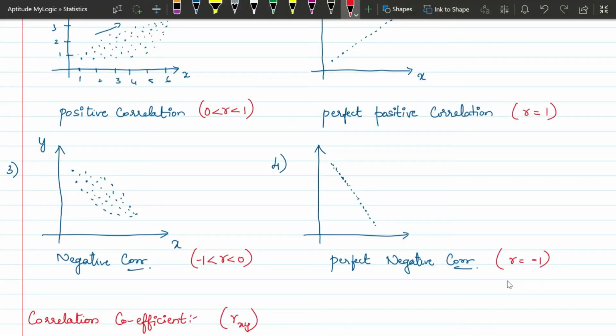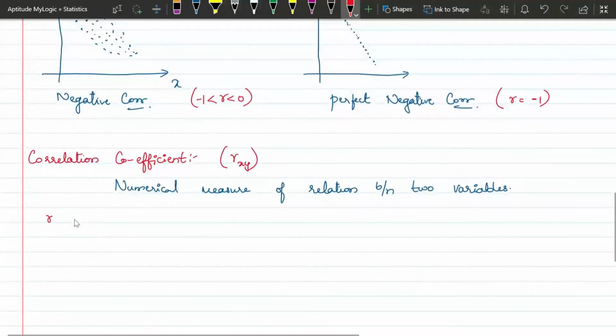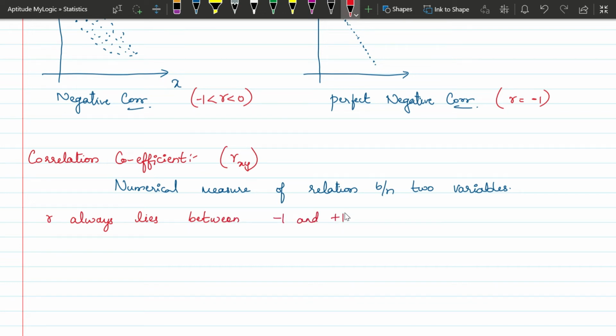You will never get values less than -1 and greater than 1. You won't get 1 point something. If you get 1 point something, it means your calculation is wrong. The values will never go beyond 1 and it will not come below -1 as well. So that is the correlation coefficient. R always lies between -1 and +1. Okay, so R is 0 for zero correlation.